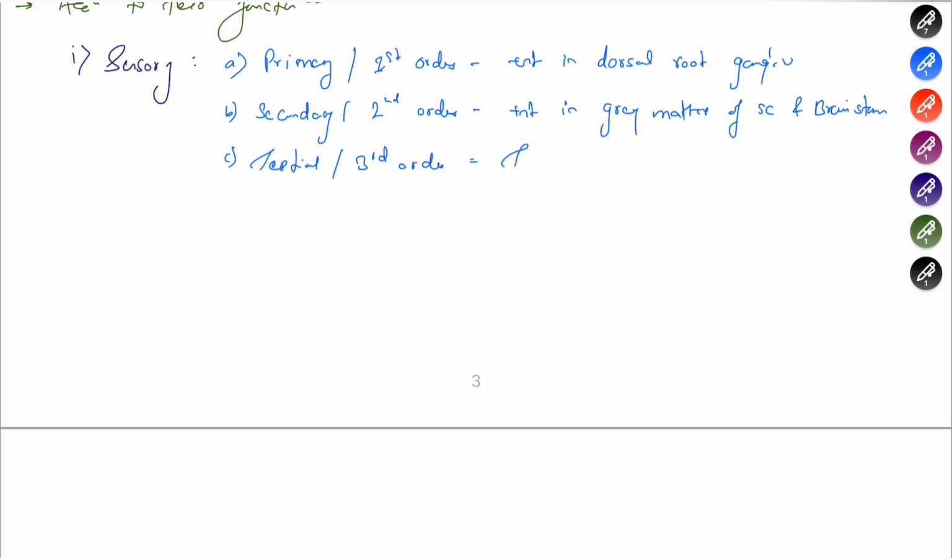The second category of function is the motor. They carry motor information from the central nervous system to the effector organs.